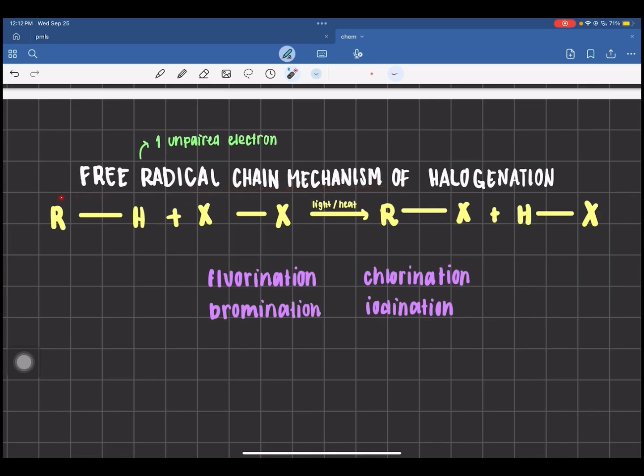So ano nga ba yung free radical again? It is one unpaired electron. So we'll show more about that later. So, free radical chain mechanism of halogenation has 3 steps since it is a chain reaction. So, we'll be discussing all of those in this video.